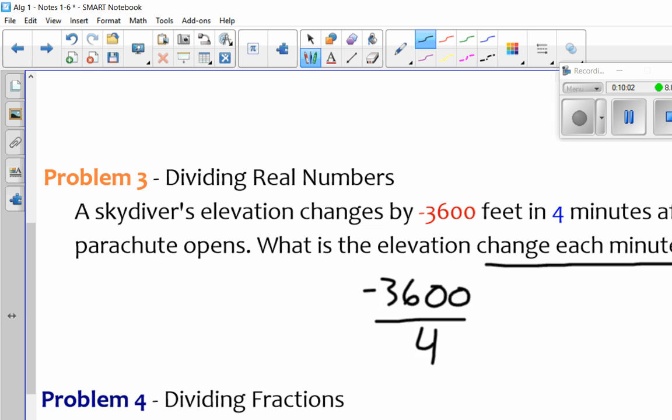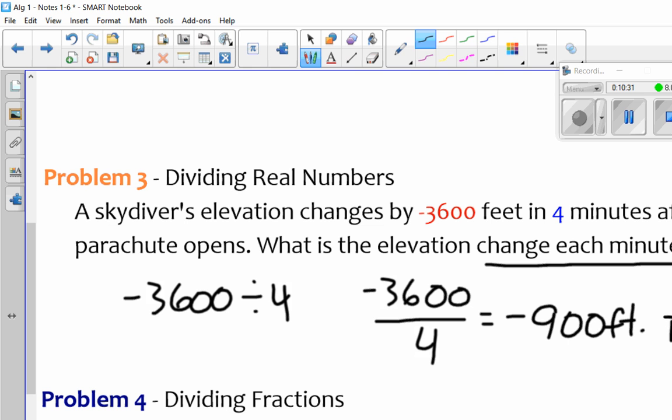I write it out as a fraction. Remember, you could write it out like this too. But I hope it makes sense why I'm using division, okay? And so when I do that, now we didn't really talk about this, but this is kind of multiplication in reverse. When I'm dividing numbers that have different signs, my answer should always be negative, okay? So when I do that, I think I'm going to get negative 900 feet per minute. Okay, so hopefully that was pretty straightforward, okay?